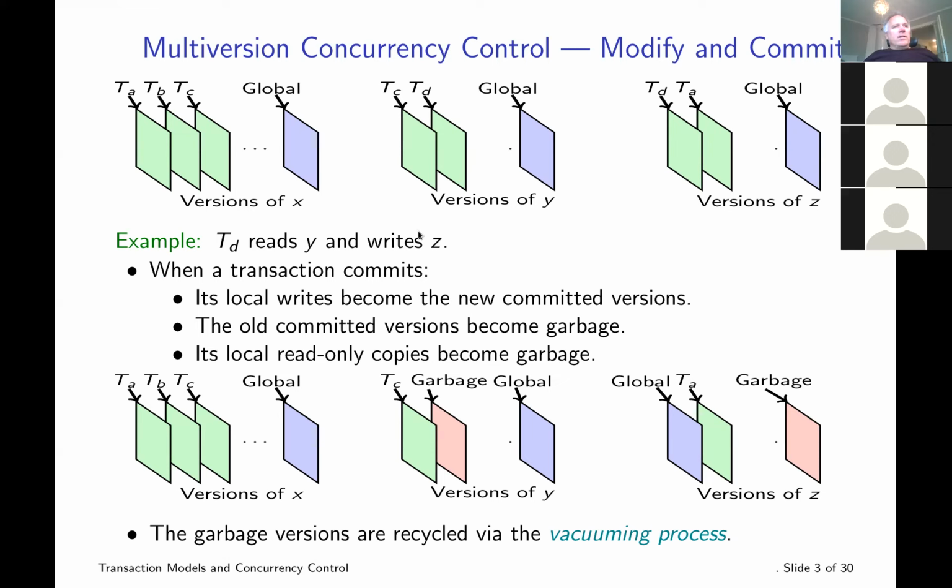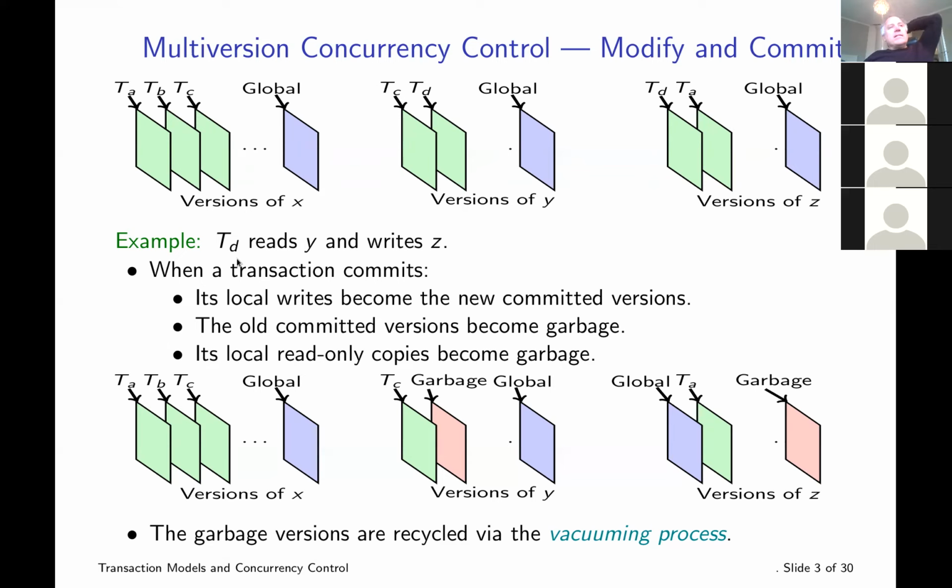And then what we basically say here is that we have the global version, which is the truth, or what we consider to be the truth. And the version of X: A, B, and C, these different transactions all have their own copy of X. Transactions C and D have a version of Y, and D and A have a version of Z.